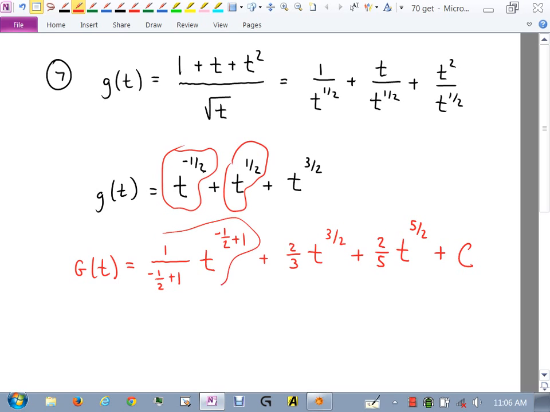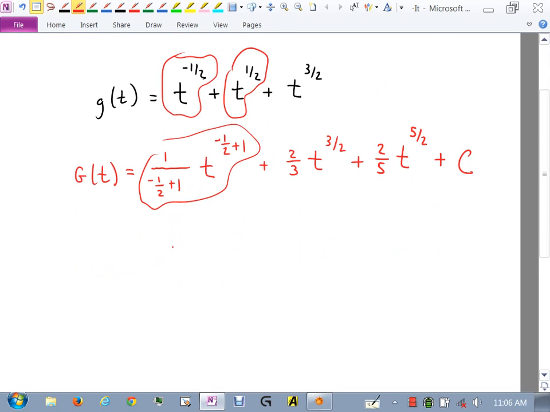And then this one I need to clean up. That would just be what? 1 over 1/2, so 2 t to the 1/2. Plus the rest of that stuff. Okay, does that answer the question?